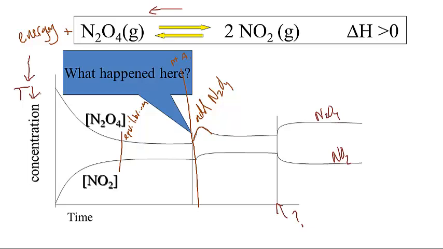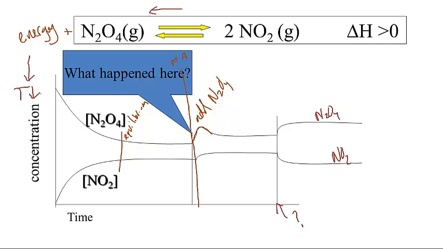If you added both, then both of these lines would go up. What's one other way we could shift the equilibrium? So if we took away NO2, then N2O4 would also go down, right? Because if we took away NO2, the reaction would shift right. I want you guys to get this. Keep thinking.